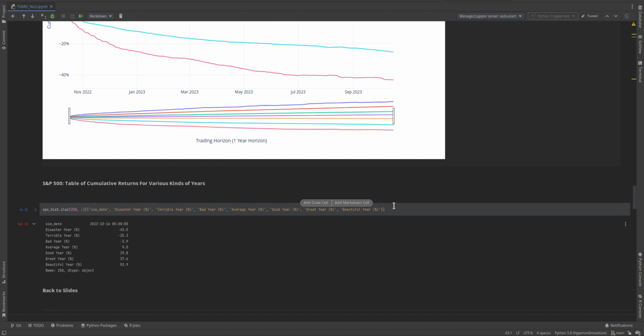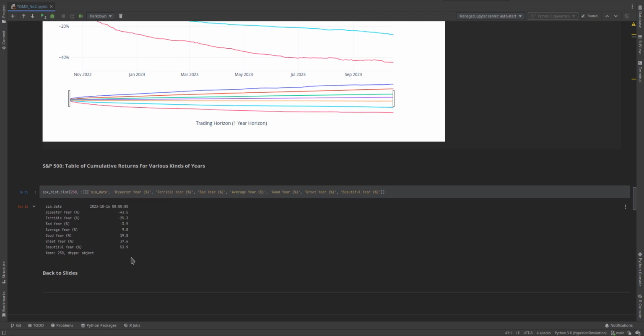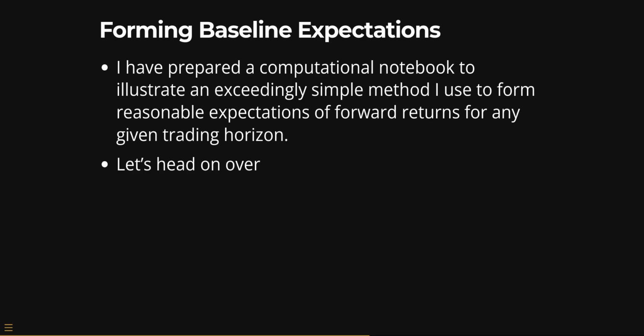I've also built out a table for the cumulative returns for these various kinds of years. So the disaster year, the terrible year, and so on and so forth. You have a range on average that goes from minus 43 to plus 53. To have a reasonable expectation, you need to have that number, but you also need to have that spread around that number so you can manage your risk in a more efficient manner. So let's go back to the slides and look at a summary of what we've been discussing.